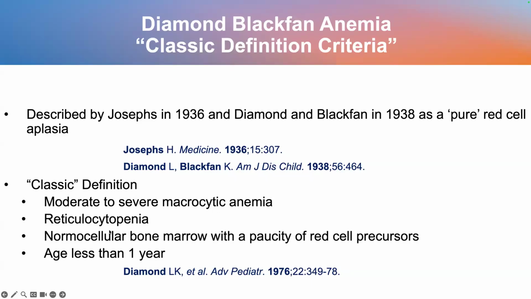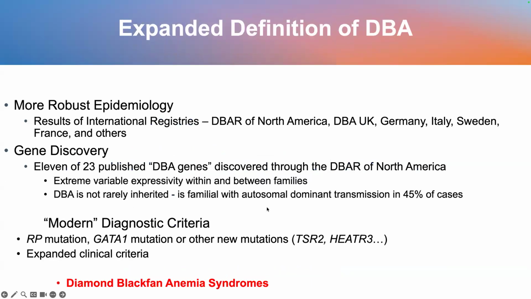As I mentioned already, these patients have a normal cellular bone marrow with a paucity of red cell precursors, and usually it presents at birth or at maximum less than a year. There is an expanded definition of DBA with the more robust epidemiology, with the results from the international registries. It's a rare disease, so registries are essential for taking into account the patients and following them.